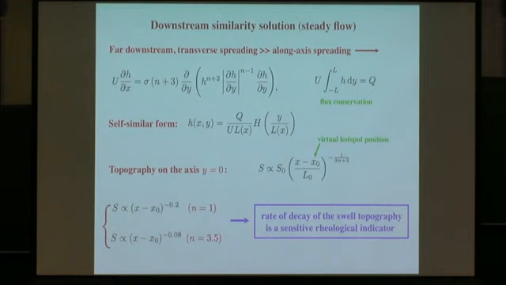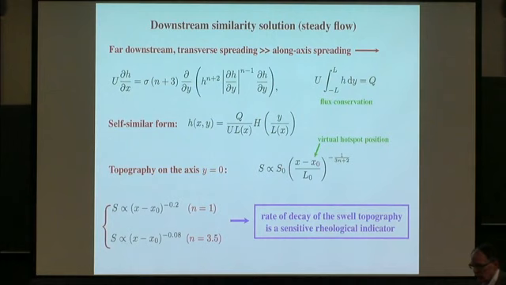If you have, by contrast, a non-Newtonian law with n equals 3.5, S decreases as distance to the minus 0.08 power. So that means that the rate of decay of the swell topography is a sensitive rheological indicator.